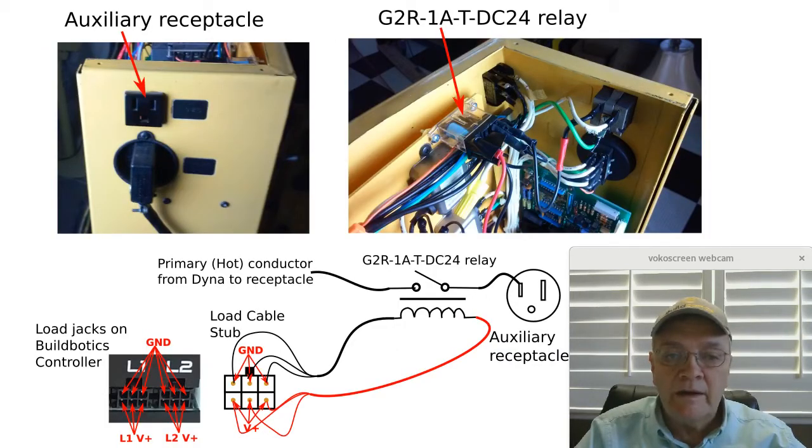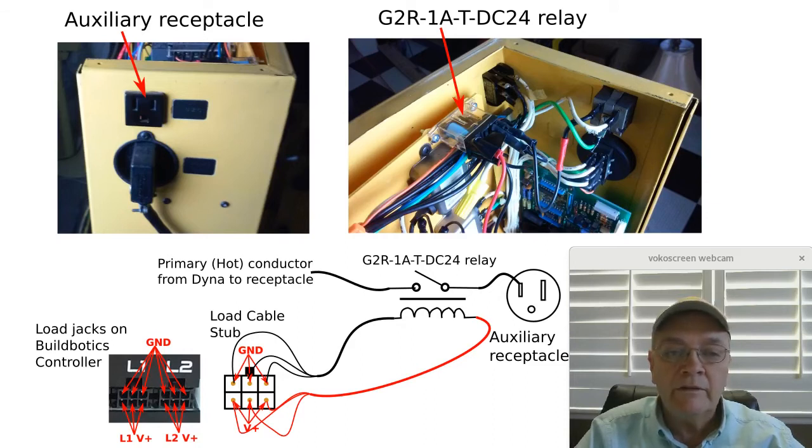The user of the Dyna wants to use a coolant pump in conjunction with the Dyna. This diagram shows the circuitry required for controlling the auxiliary receptacle on the Dyna from the Buildbotics controller.